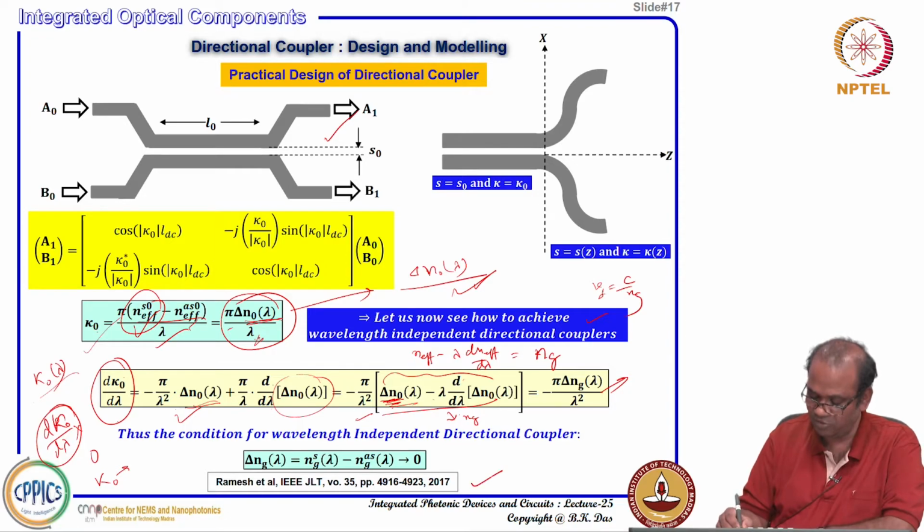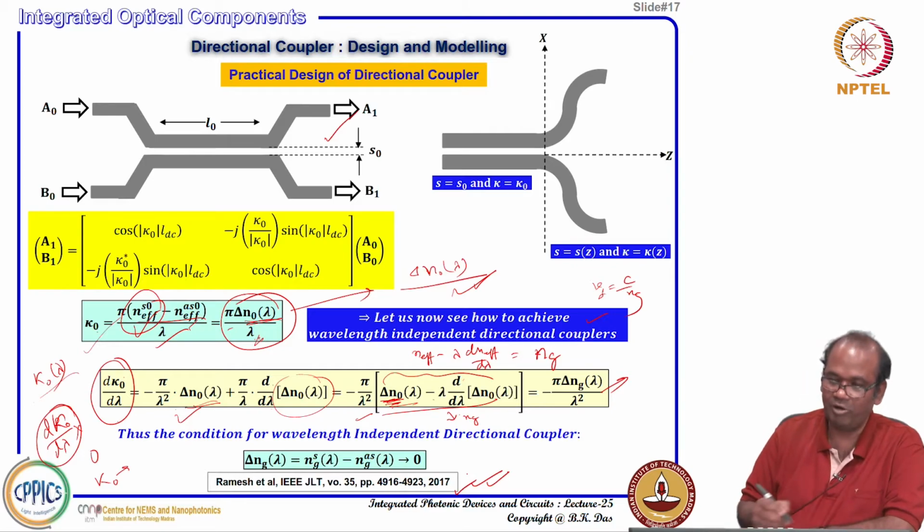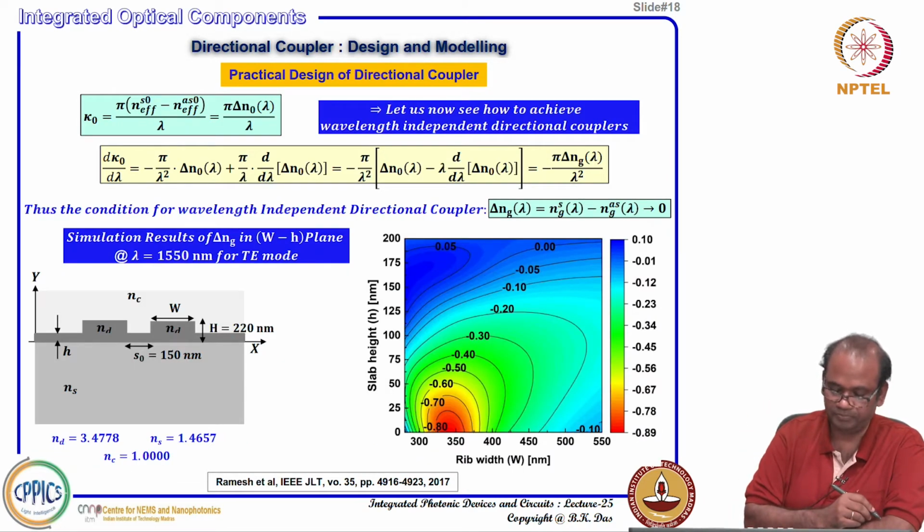Details can be found in this IEEE paper, Journal of Lightwave Technology, published in 2017. If you are interested, you can go there. We have discussed in detail how to design a wavelength independent directional coupler. So, let us see how it is done.